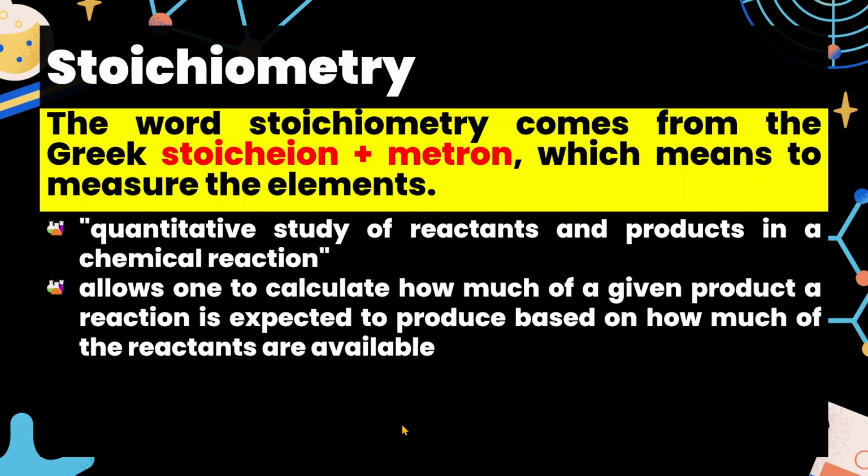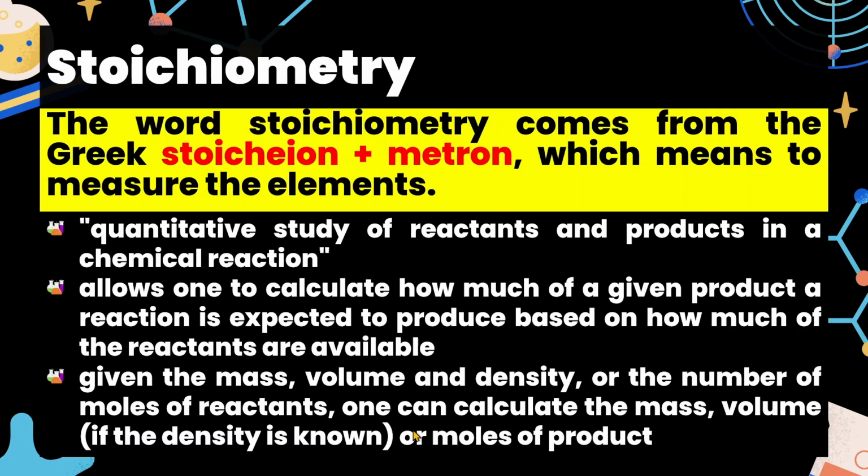In chemistry, stoichiometry is the quantitative study of reactants and products. It allows us to calculate how much of a given product a reaction is expected to produce based on how much of the reactants are available. It can also let us calculate the mass, volume, or density if it is known, and moles of product given the mass, volume, density, and number of moles of reactants.